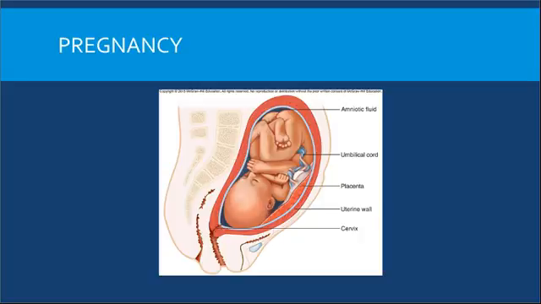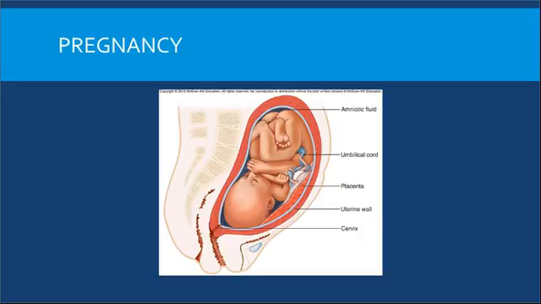After the second month, the embryo is then referred to as a fetus. There are actually 2 stages of labor. The second stage is when the baby is actually going to be delivered. During the first stage of labor, the cervix becomes dilated to 10 centimeters and effaced to 100%.